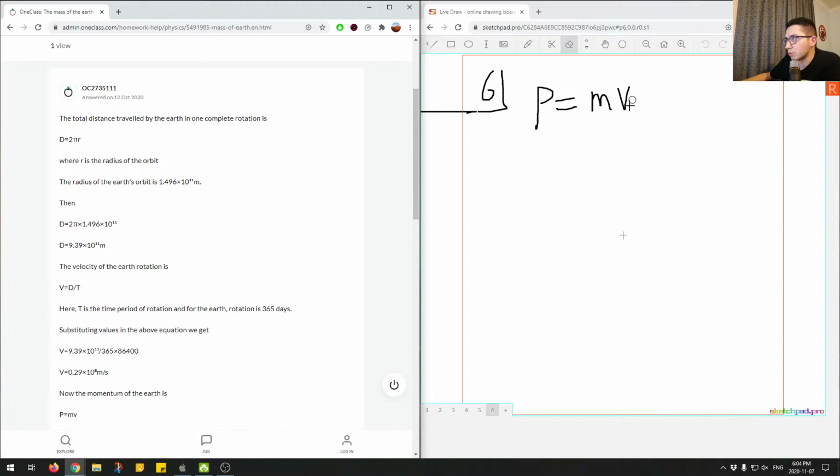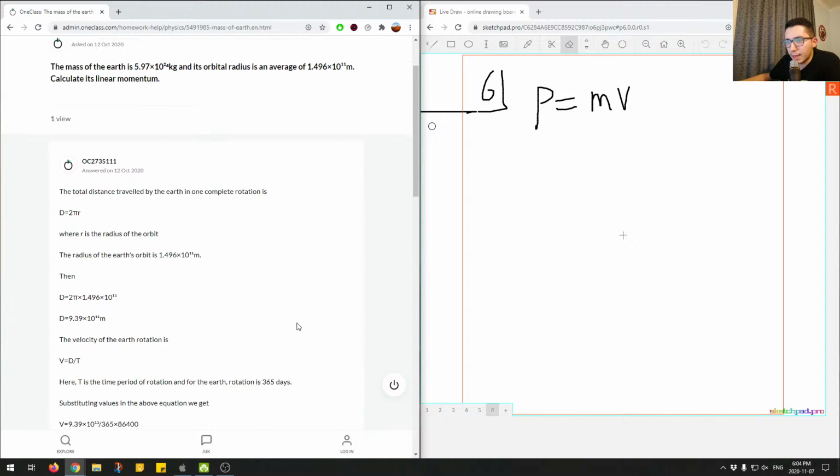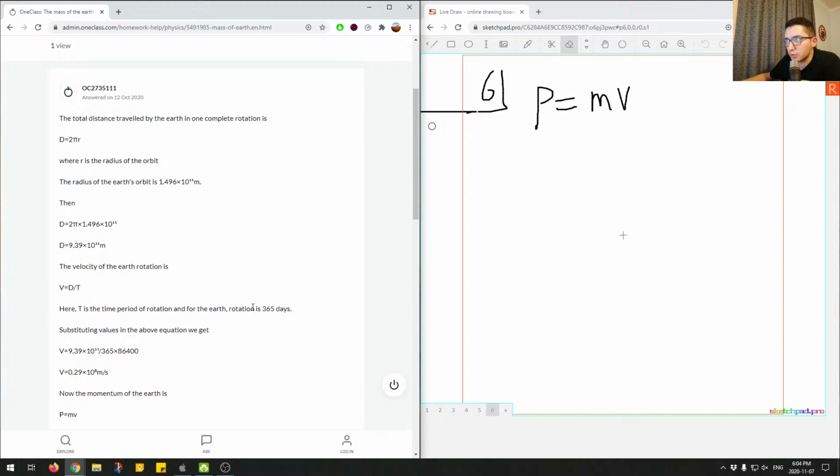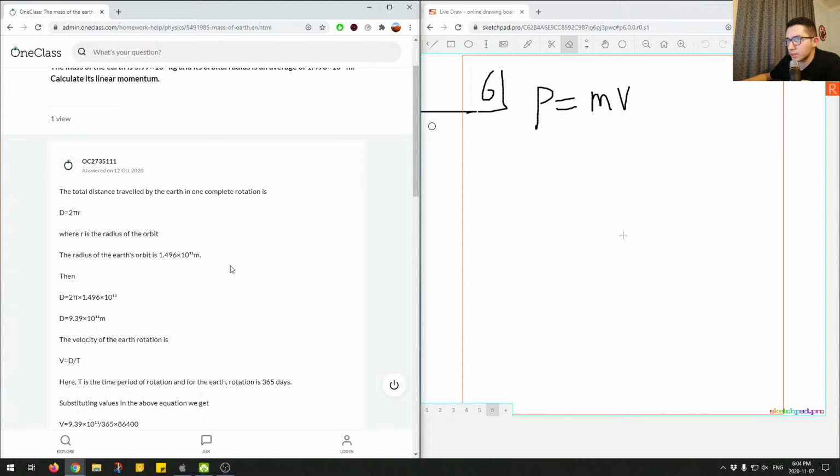So this variable over here is distance over time. It takes 365 days to complete the full rotation around the sun. So when it's talking orbital radius, it's talking about the Earth going around the sun, and the full circle takes 365 days. So they use this for the time variable in this equation. You do the calculation, and essentially figure out what the velocity is, and then this is just plug and chug to get the final answer. So let's go through that process.